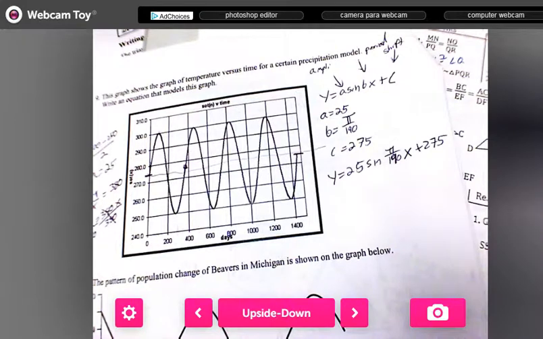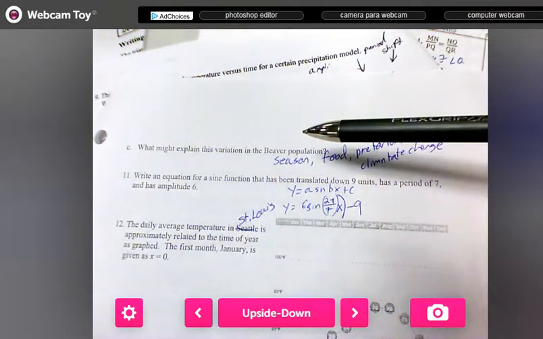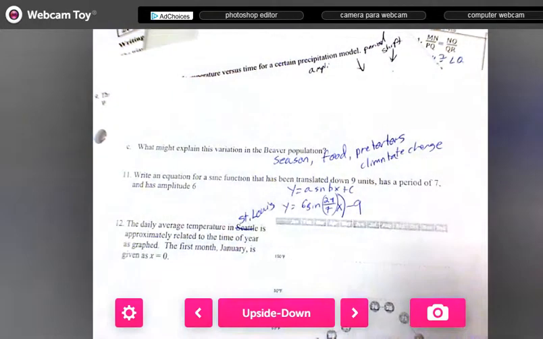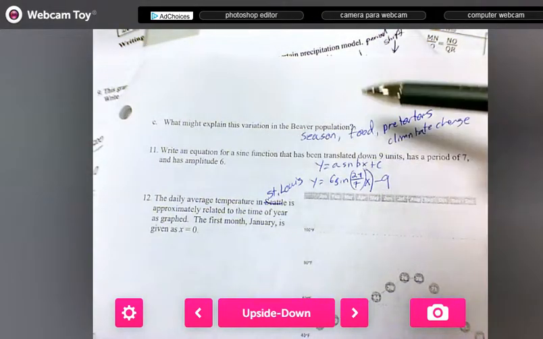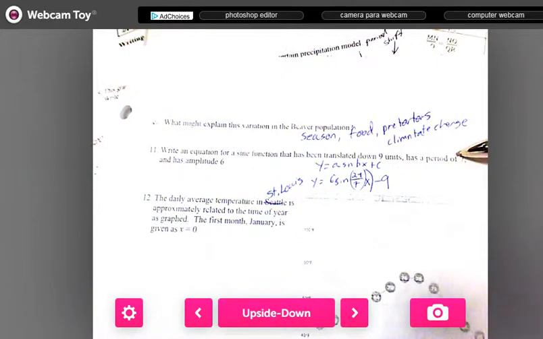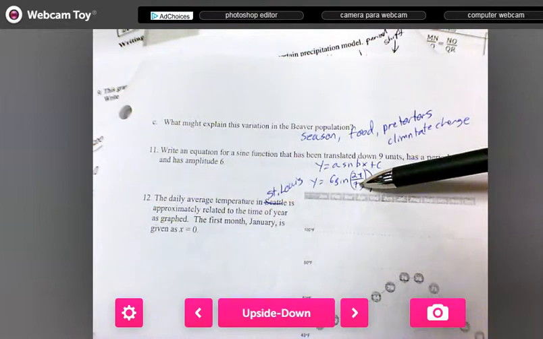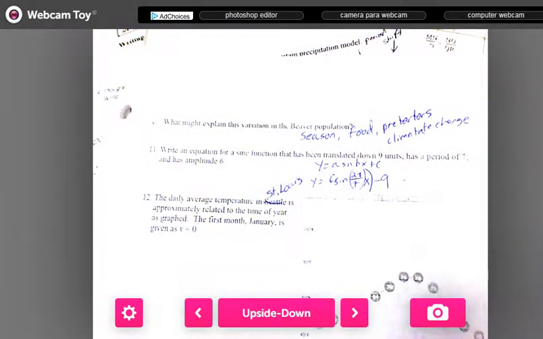Okay, let's look at 11 and 12. Okay, first of all, the end of C is just what might change the beaver population: season, food, predators, climate change. Okay? Number 11, it says what sine function has translated down 9 units, has a period of 7 and an amplitude of 6. I get y equals 6 sine 2 pi over 7 x minus 9. The big thing that you have to remember is that it tells you everything else. Just remember that 2 pi over b is always your period.